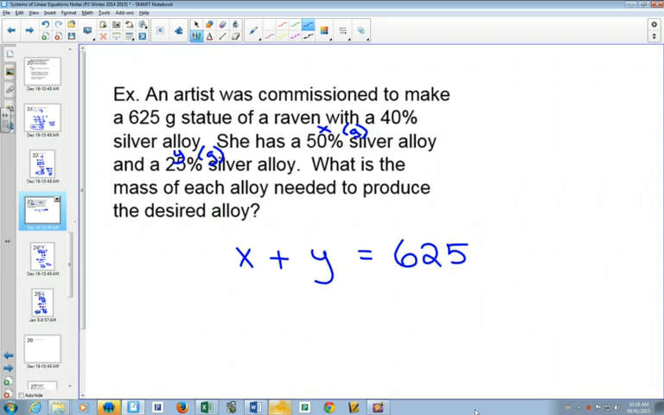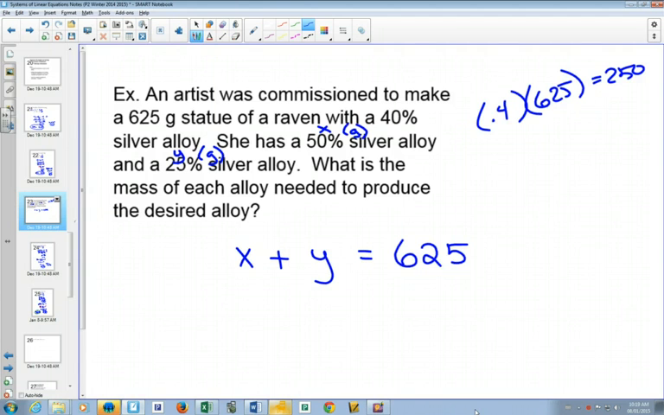Now, when something has a 40% silver alloy, that means 40% of the whole object is going to be silver. So how much silver is in the whole object? 250? So when we take 40%, 0.4 of 625, we're going to get 250. That's how much silver is in the whole object. Does that make sense? Okay.